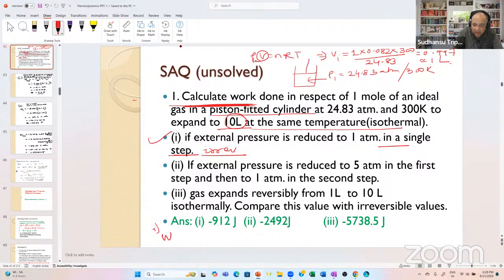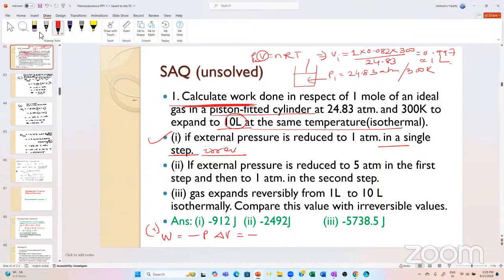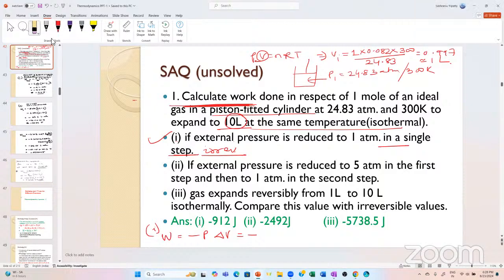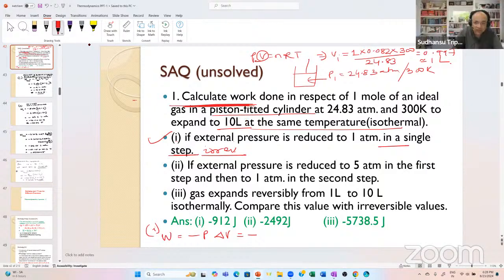So work done is equal to minus P into delta V. Minus P, P is what? Who can tell me what is P? 24.83. Are you kidding me? In expansion, the work done is against the lower pressure under which it is expanding. 1 atm, yes. You forgot that 24.83 is gone from its head. It is now working under a low pressure of 1 atmosphere. So the external pressure under which the expansion occurs is the lower one, not the higher one.